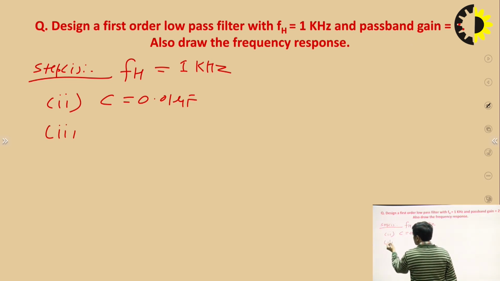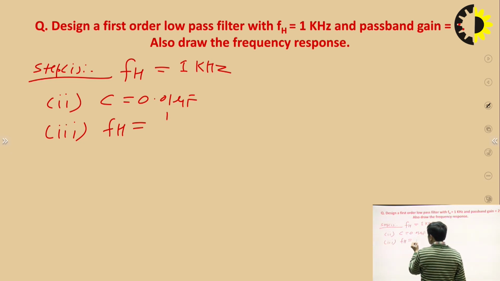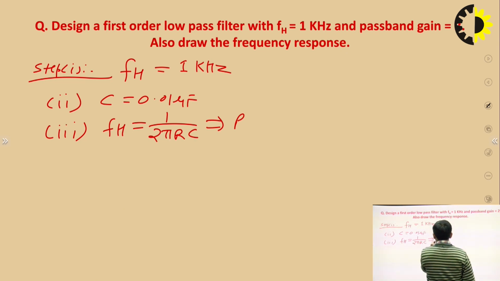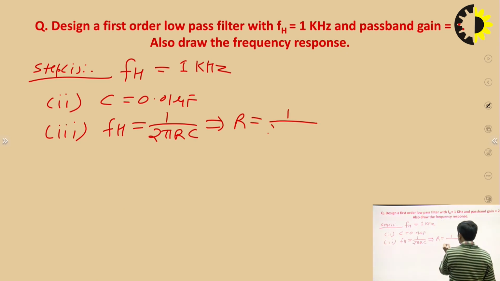Step 3, find out the value of R. For that use the cutoff frequency equation, FH is equal to 1 upon 2 pi RC. So from here R will be equal to 1 upon 2 pi FH into C.